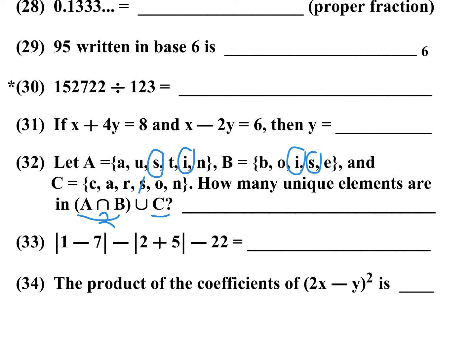So we have C-A-R-O-N-S-I. So that's 1, 2, 3, 4, 5, 6, 7. So the answer here will be 7 unique elements. So if you have an S here and you have an S there, then you can't count that twice. That's why I took the S out. So I have C-A-R-O-N and then S-I. That gives me 7. And that was for number 32.